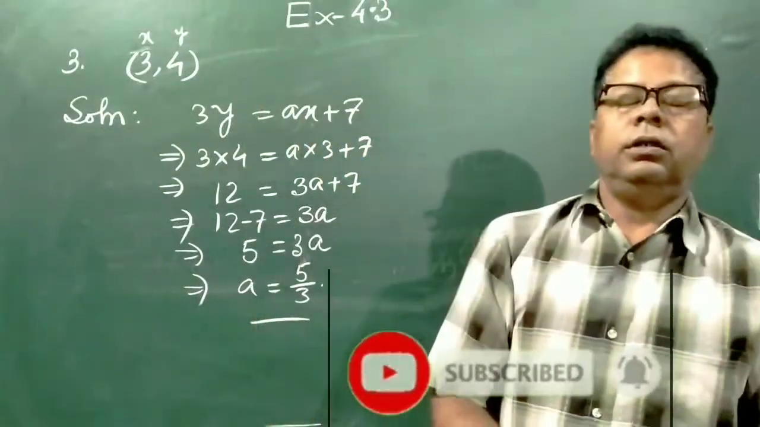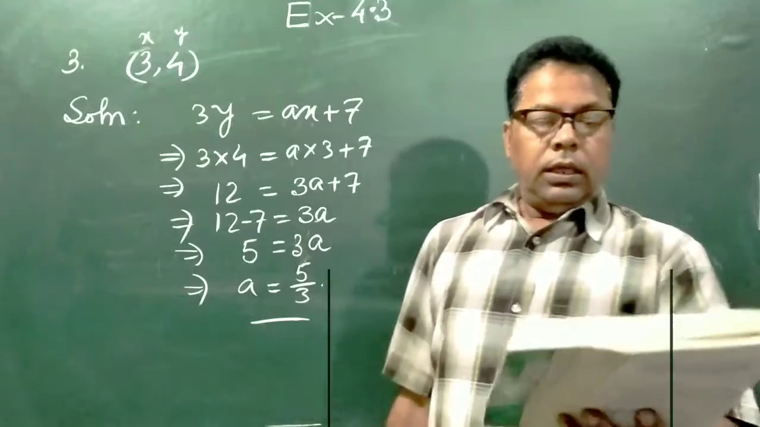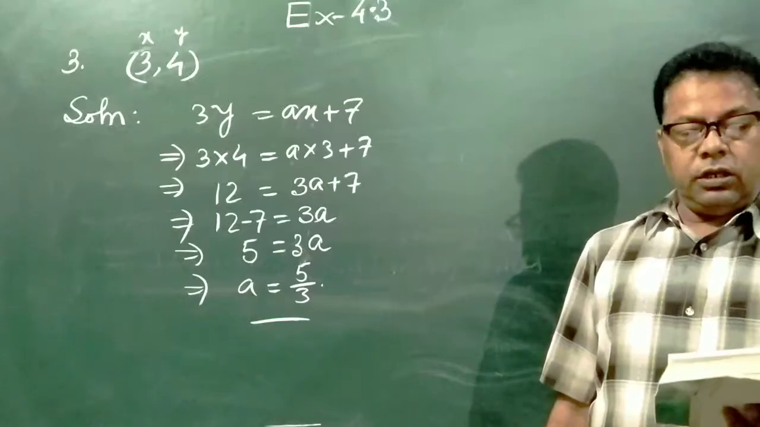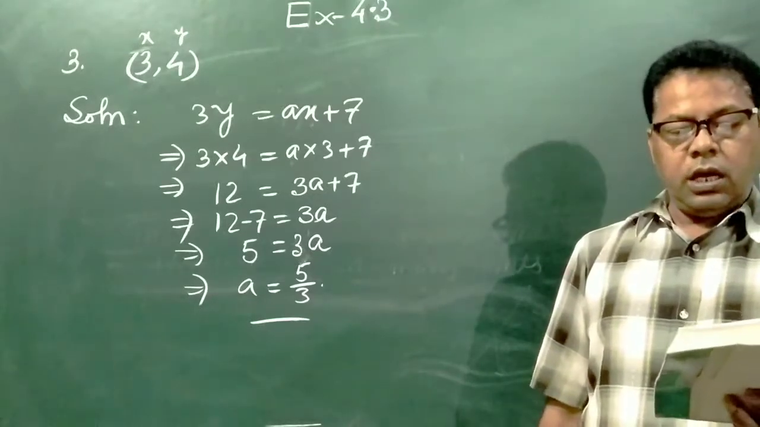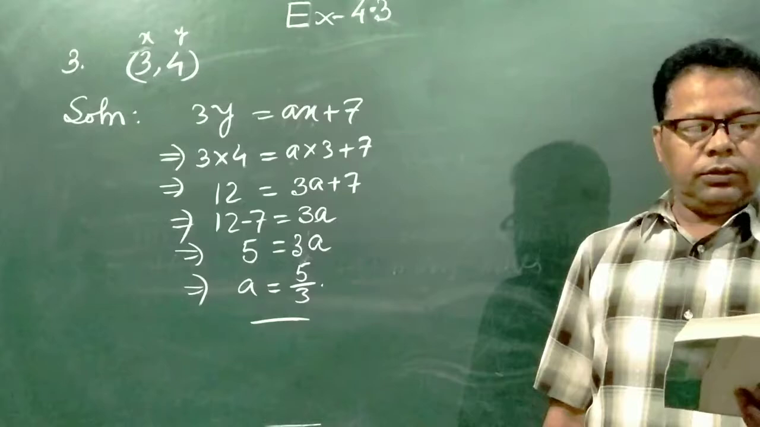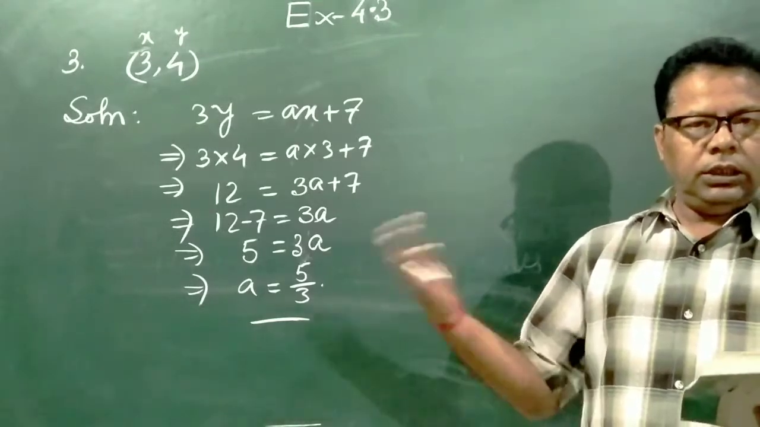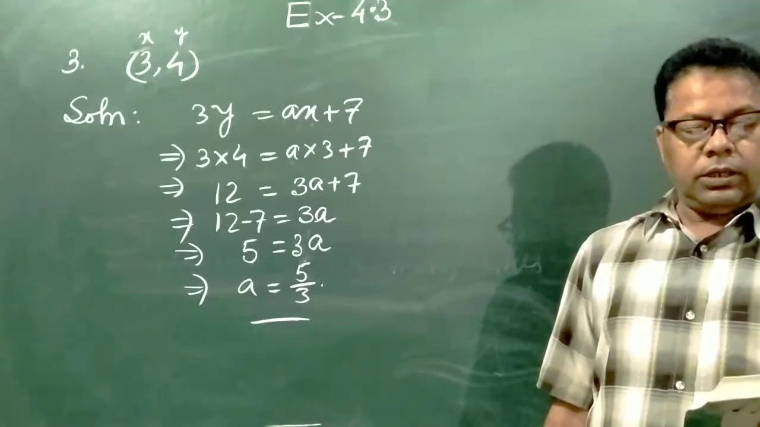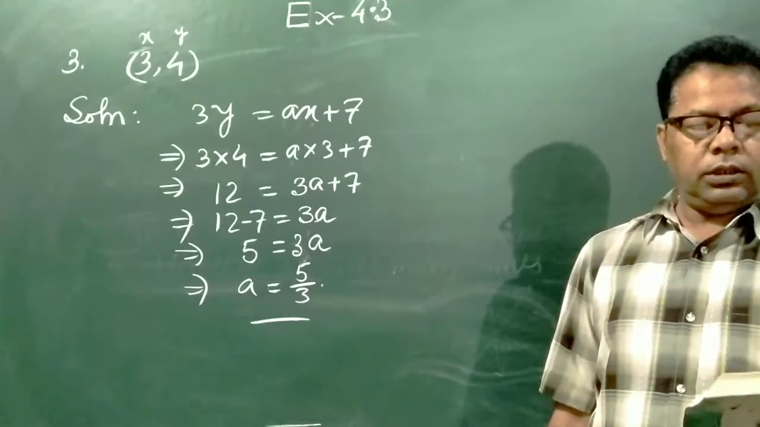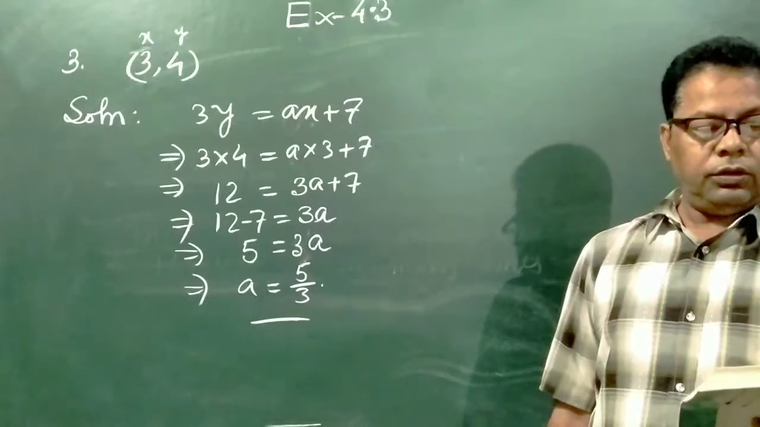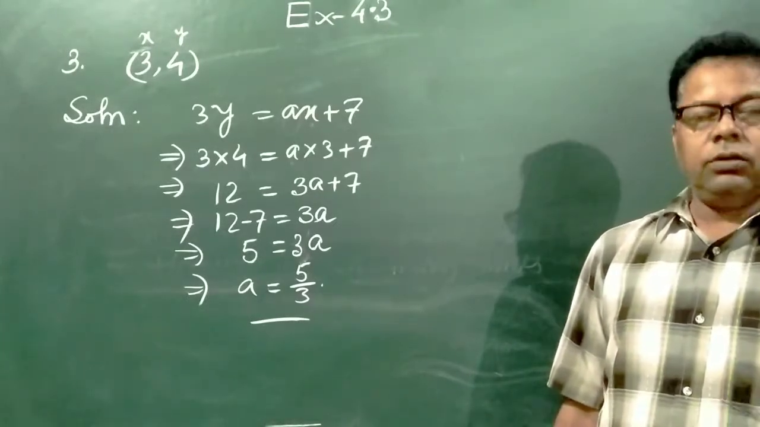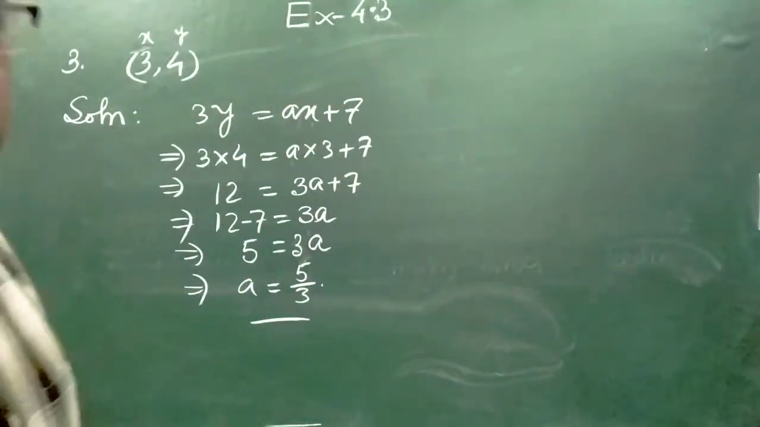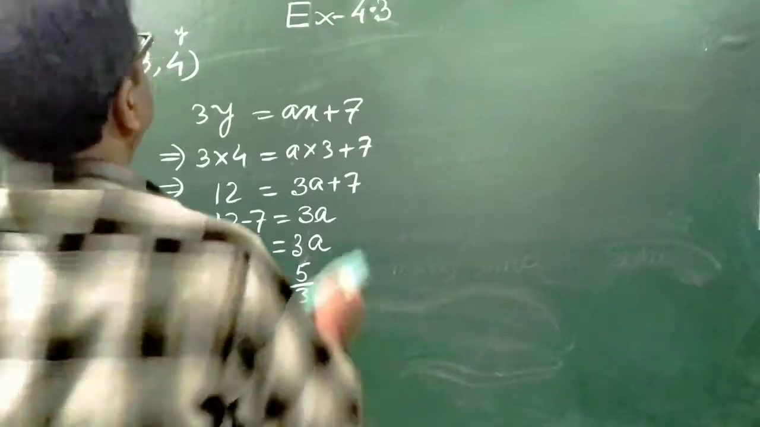Read question number 4 properly. The taxi fare in a city is as follows. For the first kilometer, the fare is 8 rupees, and for each kilometer thereafter, it is 5 rupees. Taking the distance covered as x kilometers and the total fare as y rupees, write a linear equation and draw its graph. So first we have to write the linear equation.